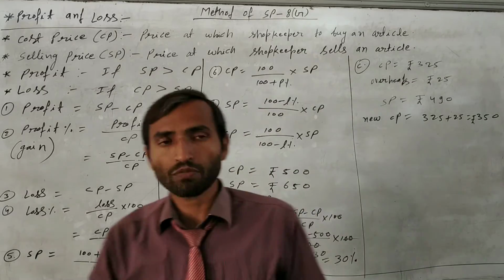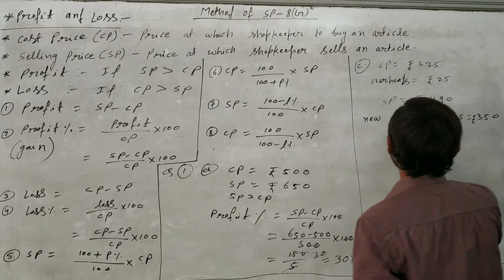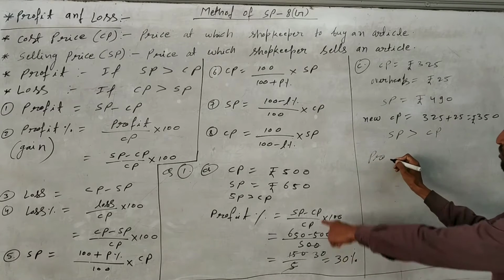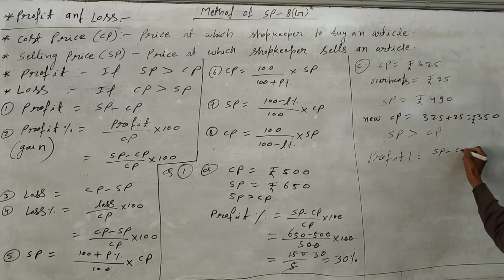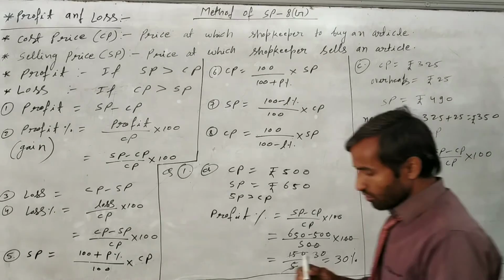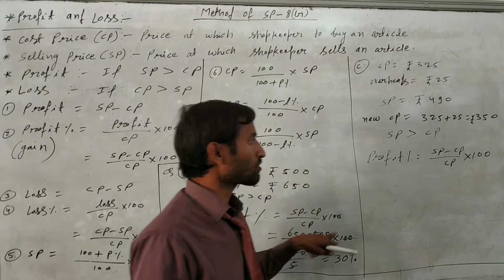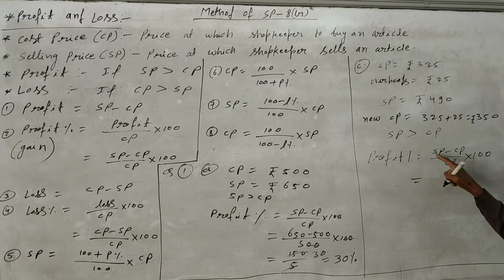Now you have to compare SP and CP, which one is greater. Again SP is greater, so we will find profit percent. Again we have to use this one formula only. Profit percent is equal to SP minus CP upon CP into 100. Always use the formula. In the exam also you have to write down the formula, then solve. First write down the formula, then apply. In place of SP write 490, in place of CP write minus 350.